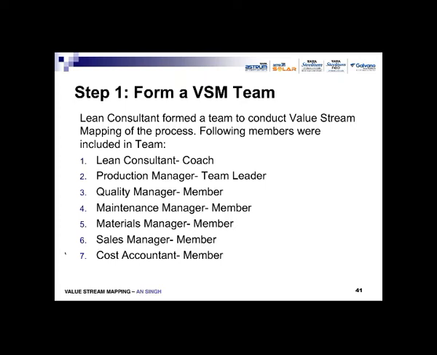mapping. They have to find out the health of the machines, supply of the materials, and inventory level. The sales managers have to identify the customer needs and the pain points of the customers, and ultimately the cost accountant has to find out how much each operation is costing and how much potential there is to minimize the cost. So a cross-functional team, and sometimes even the customer can be added. A cross-functional team is made for the value stream mapping.